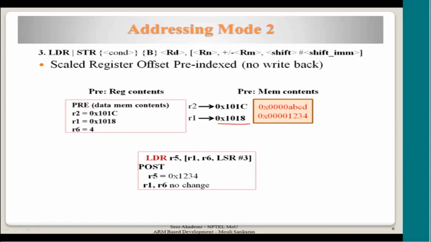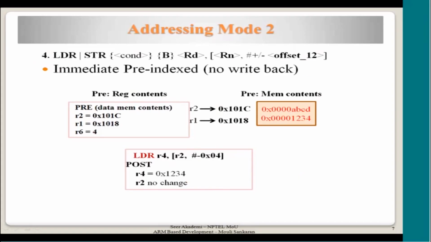Again, the values of R1 and R6 are not changed after all these operations. Understood? That's why it's called no write back. You are not writing the newly computed address into R1. The address you are just computing, using, and then throwing away. Later on you will compute it again. Got it? Okay. Another type of instruction.